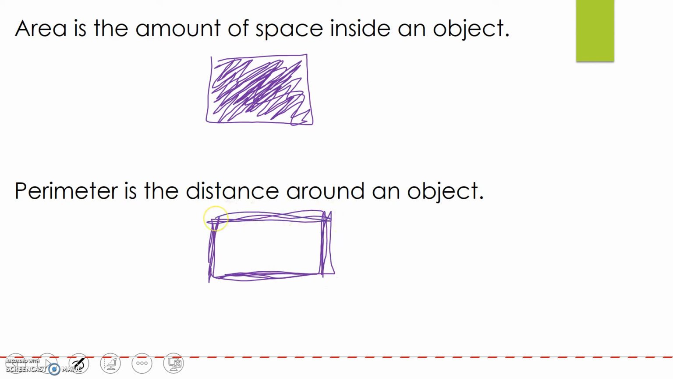So as we work this week, we're going to figure out how we can use squares to figure out the area and perimeter of an object. And then we're going to move into how we can use numbers to figure out the area and the perimeter of an object.